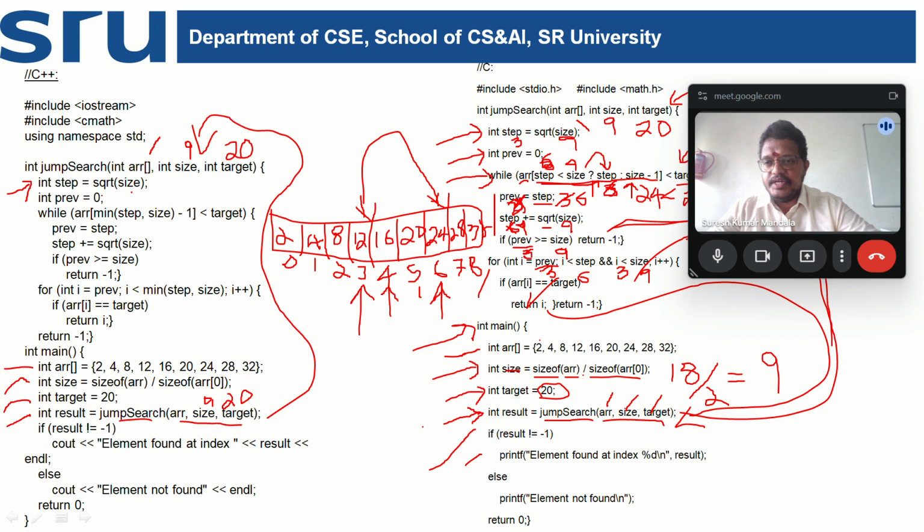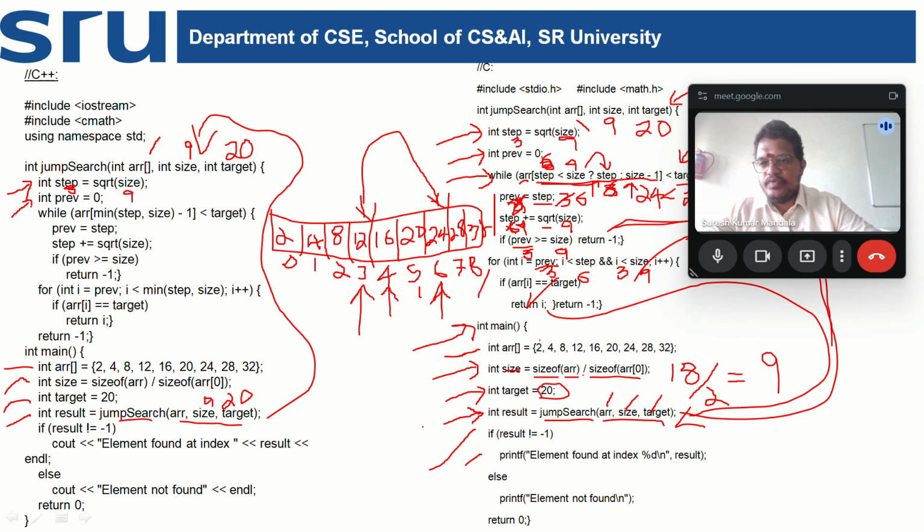The square root of size. What is the value within the size? 9. Square root of 9, what is the answer we will get? That is the number 3. It will be stored. Within the step, we will store the value 3. And the previous will be stored with 0.